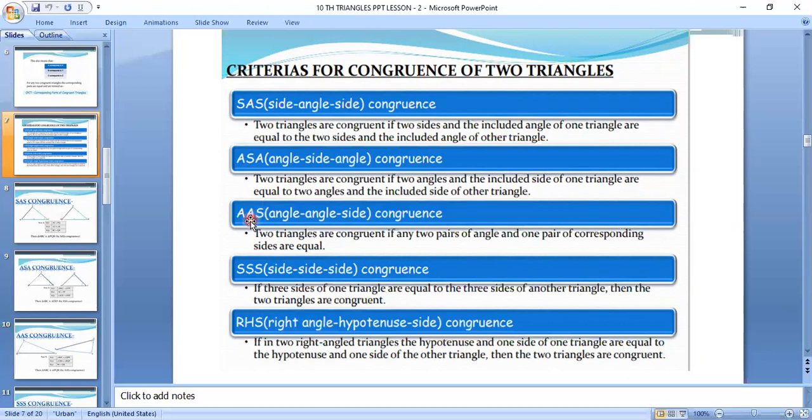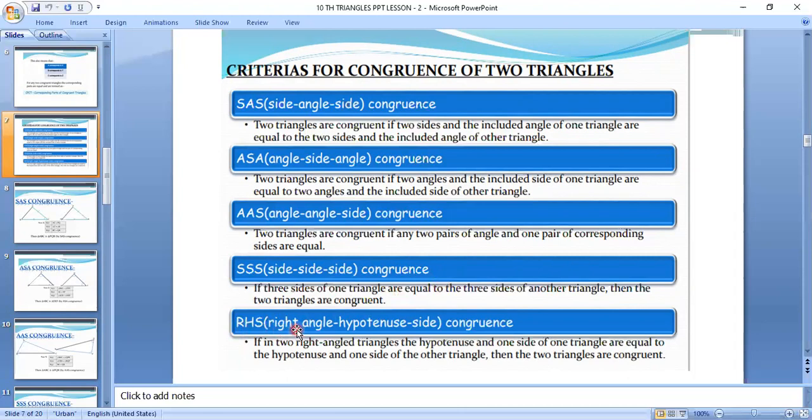Another congruence rule, AAS, angle angle side congruence. Two triangles are congruent if any two pairs of angles and one pair of corresponding sides are equal, then the two triangles are congruent by the AAS congruence rule. And the SSS congruence rule, side side side. If three sides of one triangle are equal to the three sides of another triangle, then the two triangles are congruent by the side side side congruence rule.